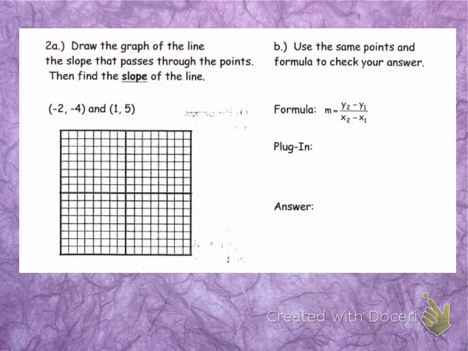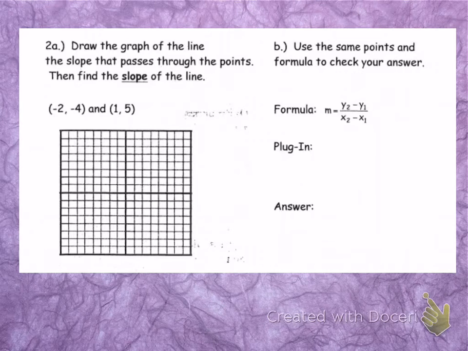So in the next example, we're going to draw a graph of the line and then find the slope of the line. We're going to use the formula for this one. The m is equal to the y sub 2 minus y sub 1 over x sub 2 minus x sub 1. So first let's just draw the graph of the line.